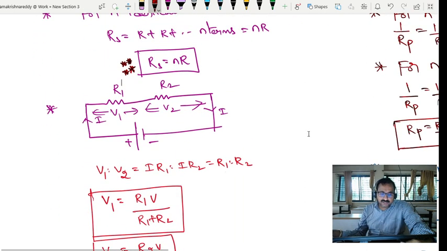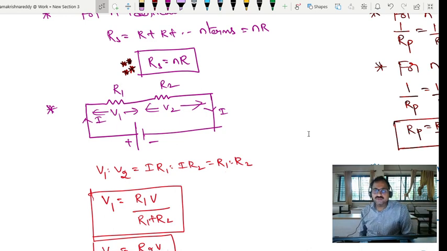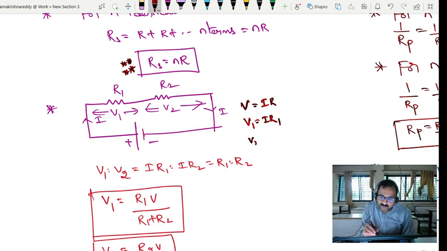Next, when two resistors are connected in series to a battery, how do we write the potential drop across each resistor? We already know that V is equal to IR only. So V1 is equal to IR1, and V2 is equal to IR2. Therefore, V1 is to V2 is equal to IR1 is to IR2 only. I and I cancel. So V1 is to V2 is equal to R1 is to R2.